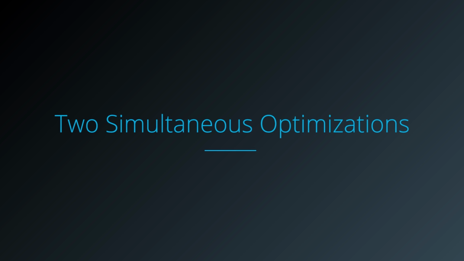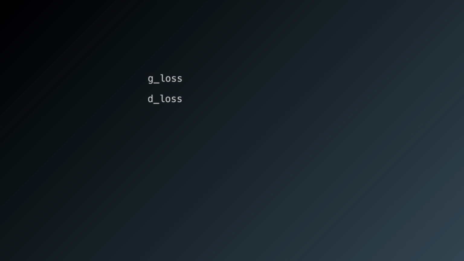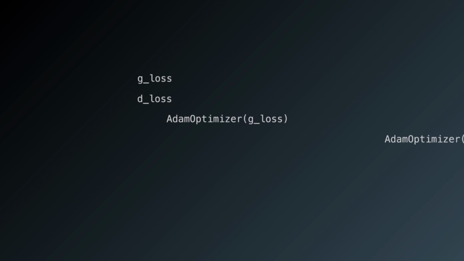GANs are different from many other machine learning models because they require running two optimization algorithms simultaneously. We define a loss for the generator and a loss for the discriminator. Then we use one optimizer to minimize the loss for the discriminator, while we simultaneously use another optimizer to minimize the loss for the generator. Adam is a good choice for the optimizer. This is one of the design choices from the DC-GAN architecture, developed by Indico and Facebook.